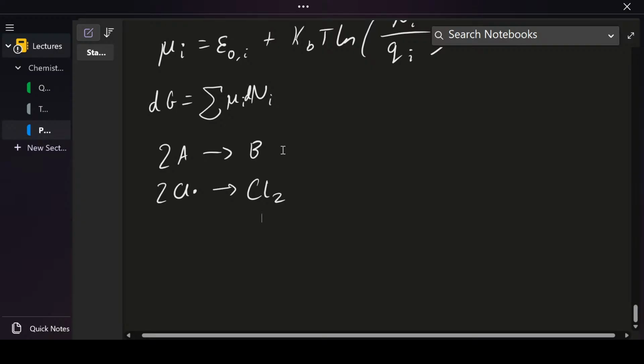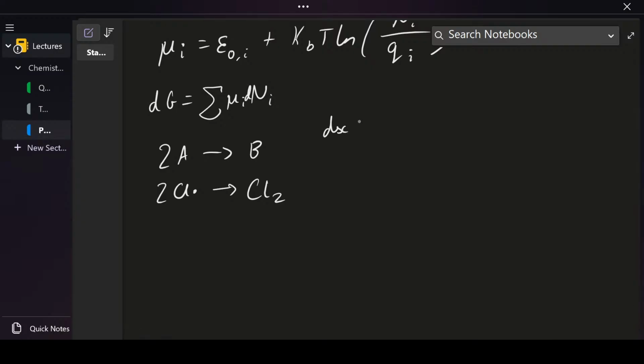What you would see is, if I have some arbitrary variable representing the reaction progress, dx, the change in the number of A particles I have is going to end up being -2 times dx, whereas the change in NB is going to be just dx.